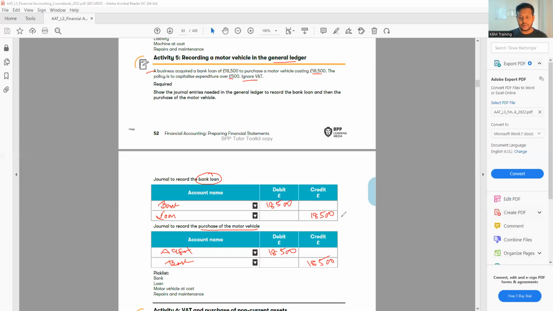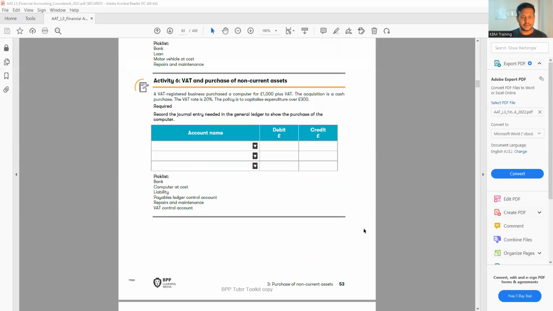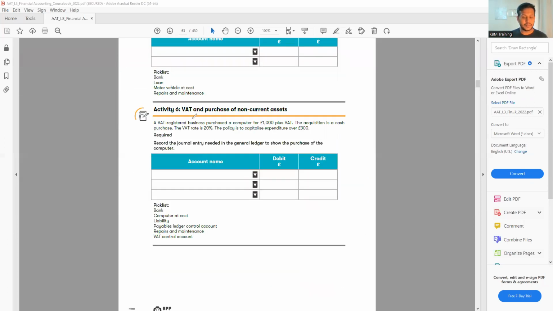All right, let's move on to our next section. The next one, we have activity 6. Let's have a look what we have here. On activity 6, we can see here we have VAT and purchase of non-current assets. A VAT registered business, this time the business is VAT registered. So that means the VAT is not a cost for me. A computer 1,000 plus VAT. So 1,000 plus 20%.